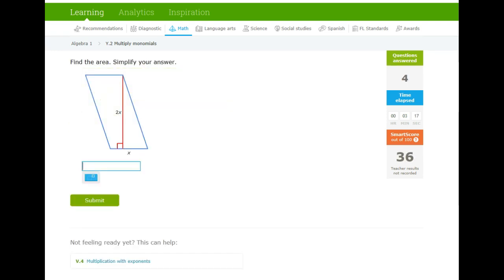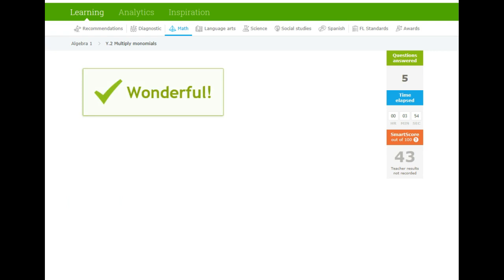Right here is a parallelogram. Parallelograms and rectangles are members of this same family. Rectangles are members of the parallelogram family. So right here is the same area. There is the base of the parallelogram, which is in this case x, times the height, which is 2x. The answer is 2 times x, 2x times x, which is 2x to the 2nd power. So remember the exponent of the x. The exponent of the x here is 1, and the exponent of the x here is 1, so 1 plus 1 is 2. That's why you get 2x to the 2nd power.